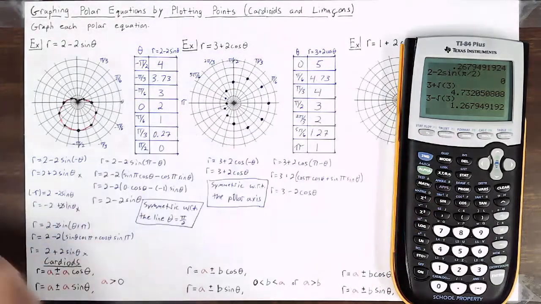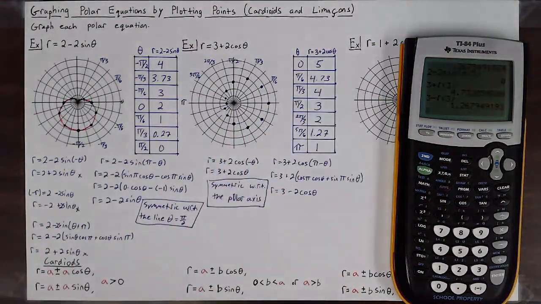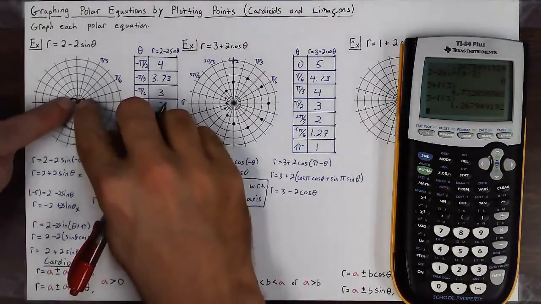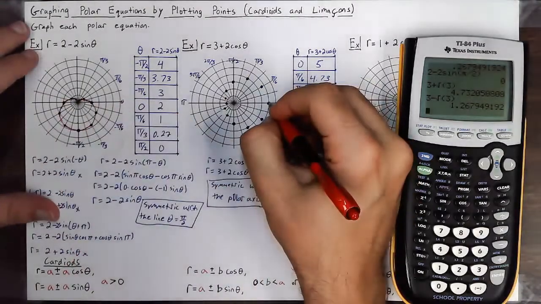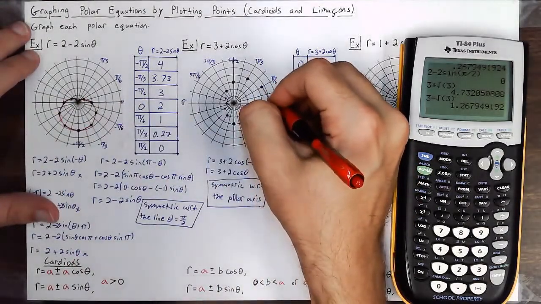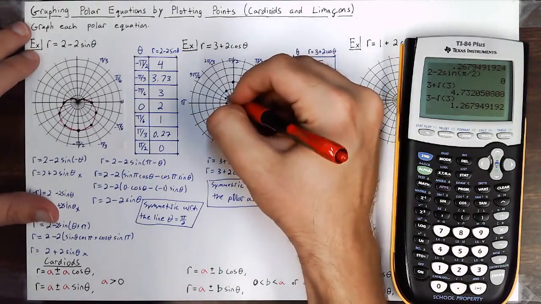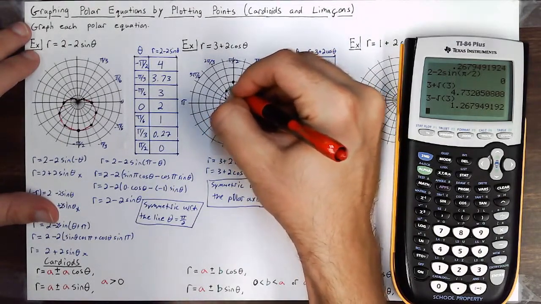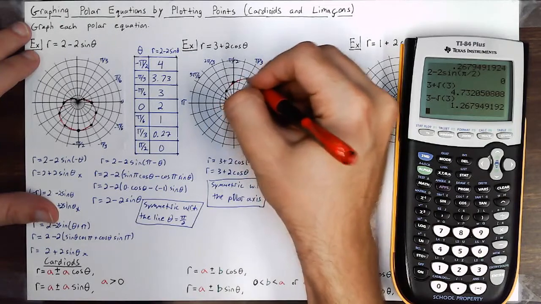4.73, and now you'll see here we don't get an actual cardioid where it's like a nice bend right there. It starts to come in, but then it comes right back out.